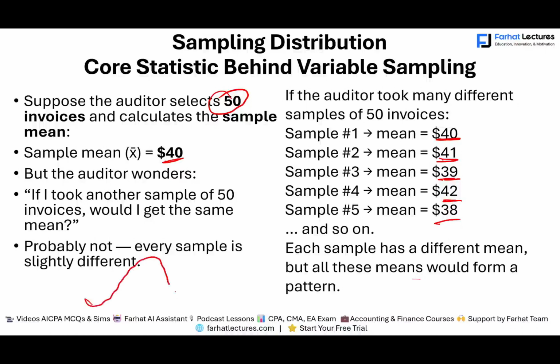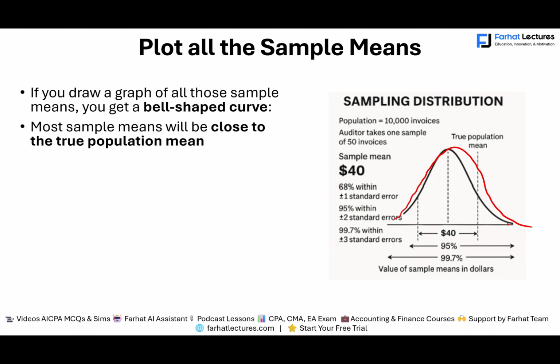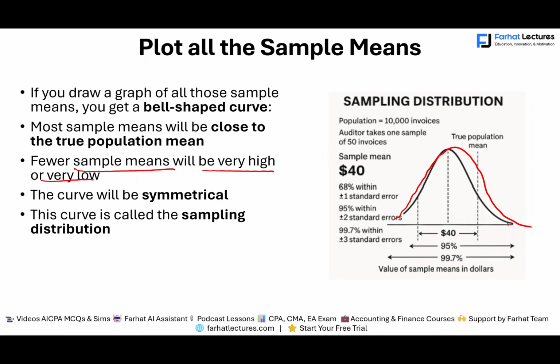So each sample will have a different mean, but they all fall within a symmetrical distribution. If you draw a graph of all those sample means, you will get a bell-shaped curve, something that looks like this. Remember, they were all around 40. The sample means will be close to the true population mean. We don't know exactly what it is, but it's going to be close. Few sample means will be very high or very low. Fewer, but the majority will be around the mean of the means, and the curve would be symmetrical. This curve is what we call the normal distribution or sampling distribution.